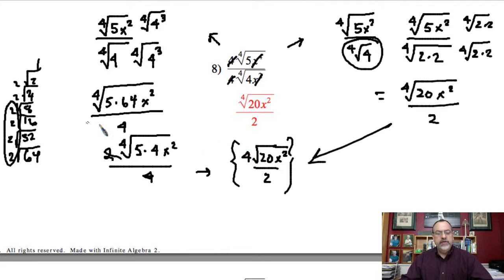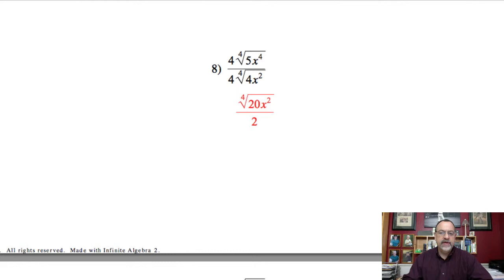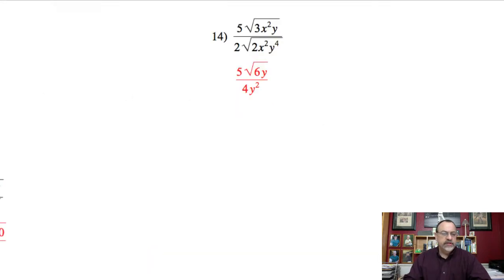Okay, so let me do a couple more examples and hopefully that will help clear up, or at least give you another type of problem that you can look at and see that might be helpful for you. So let's do number 14 here. I have 2 non-radicals that I cannot do anything with, so I'm going to have to leave those. I cannot reduce the numerical radicands at all, so I'm going to have to keep those.